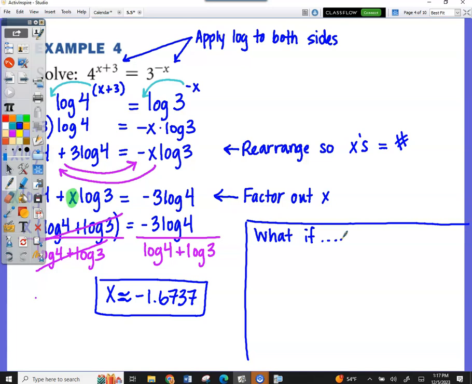Okay, I like to practice a little bit of everything, so I'm tweaking it a little bit, and I'm going to say, what if this had been your problem? What if you had this?